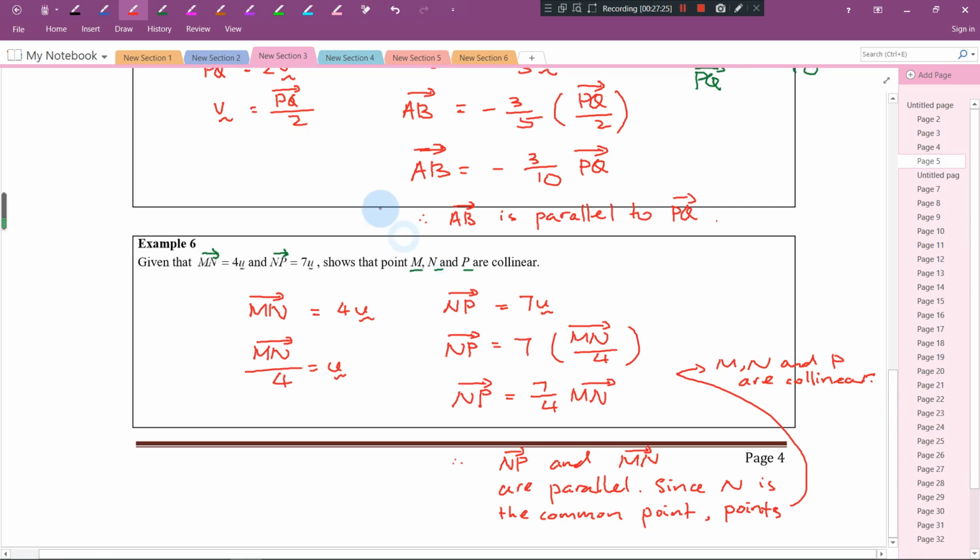So let's try to observe this one. If I ask you, NP and MN, are they in the same direction? Yes, because this is positive, right? Same direction. If I ask you which one is longer, NP or MN, you know this is NP, right? How do we know? You can look from here, or you can do it this way. You move the MN down this way. This is 7 and 4, right? NP 7 parts, MN 4 parts. So we know that NP is actually longer.